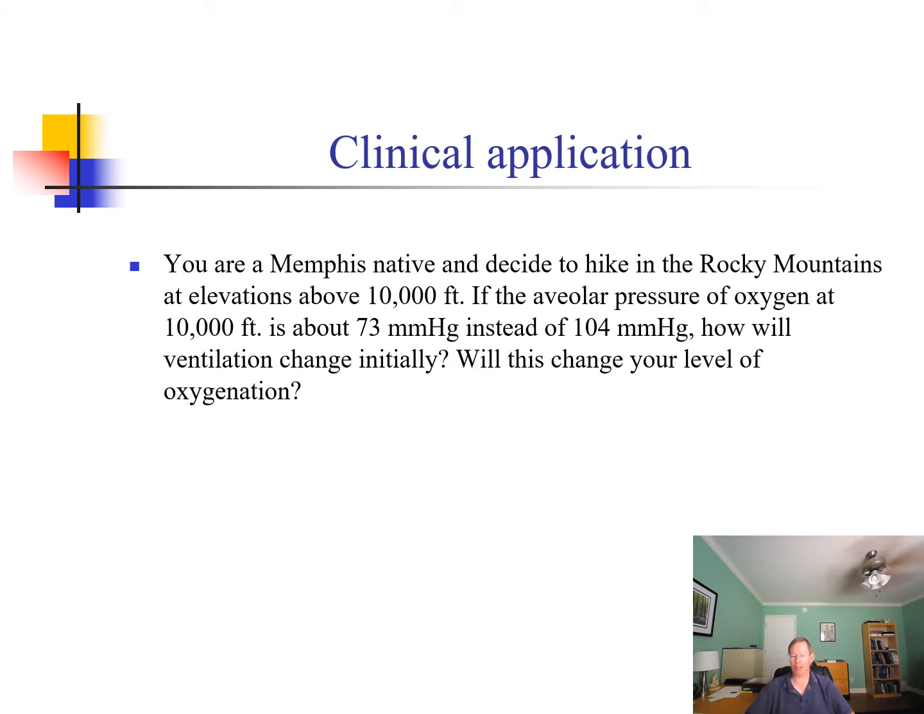What about if you're a native Memphian that's at sea level and you go out hike in the Rocky Mountains above 10,000 feet? If you look at the alveolar pressure of oxygen at 10,000 feet, it's about 73 millimeters of mercury instead of 104 at sea level. So how will this change your ventilation? How will it change your oxygenation?